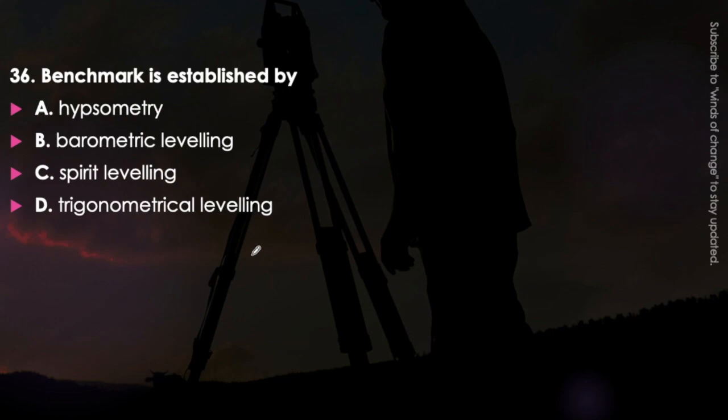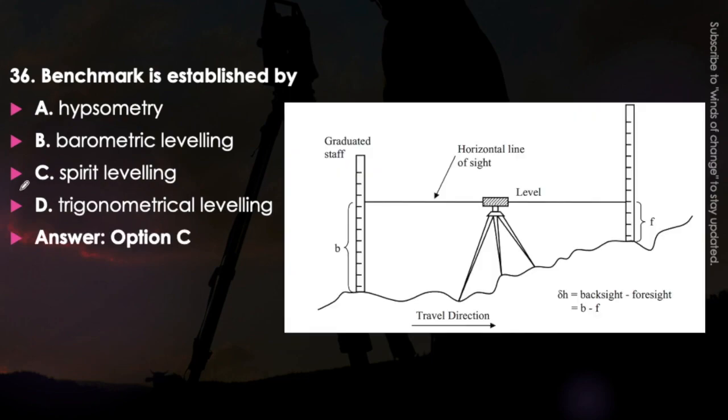The answer will be option C, that is spirit leveling. Using the spirit level we provide a benchmark at some location. Usually we provide it when we finish at some point in the survey work and we have to begin the work on the next day. It is called foresight also, but sometimes if we have to provide a permanent position for that one, then it will be called the benchmark. The reduced level of that point will be known to us.